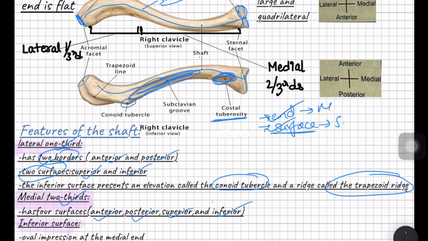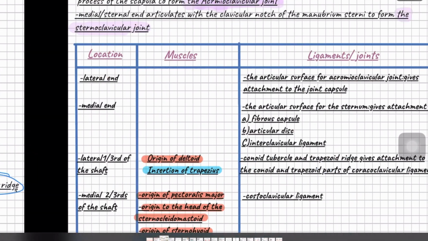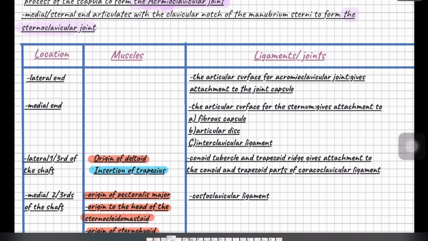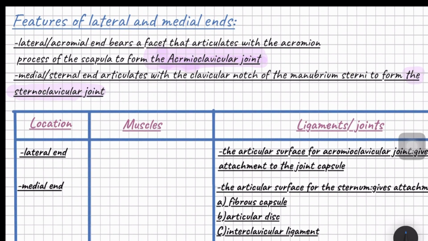After the features of the shaft, we are going to talk about the features of the ends. The lateral end or acromial end bears a facet that articulates with the acromion process of the scapula to form the acromioclavicular joint. And this is the medial end, which articulates with the clavicular notch of the manubrium sterni to form the sternoclavicular joint. So this is in the text form.